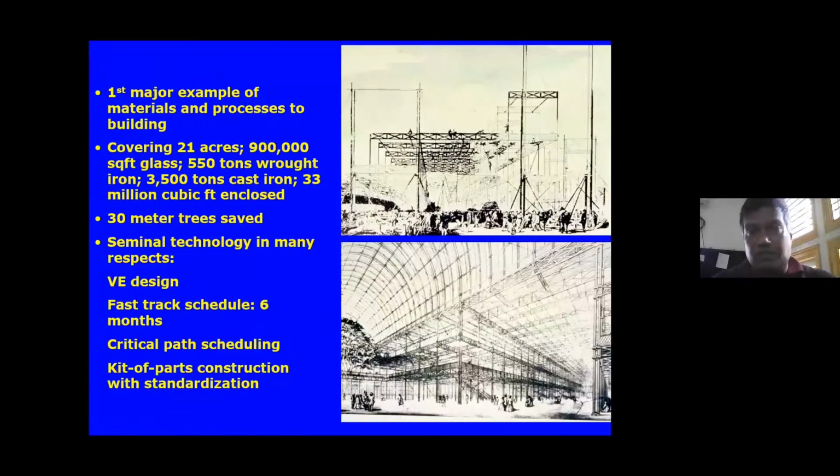Some major statistics about this structure: it's the first major building which was precast and pre-assembled. It covers an area of about 21 acres, with about 9 lakh square feet of glass, 500 tons of wrought iron, 3,500 tons of cast iron, and 33 million square feet of enclosed space. At that point it was far ahead of its time, especially as a glass structure.